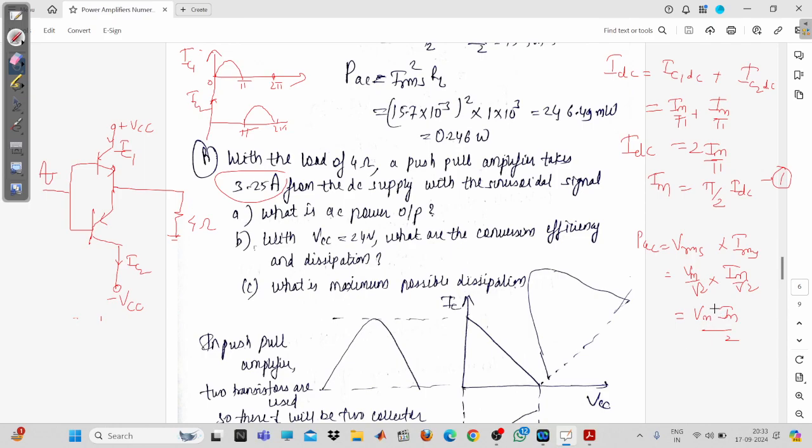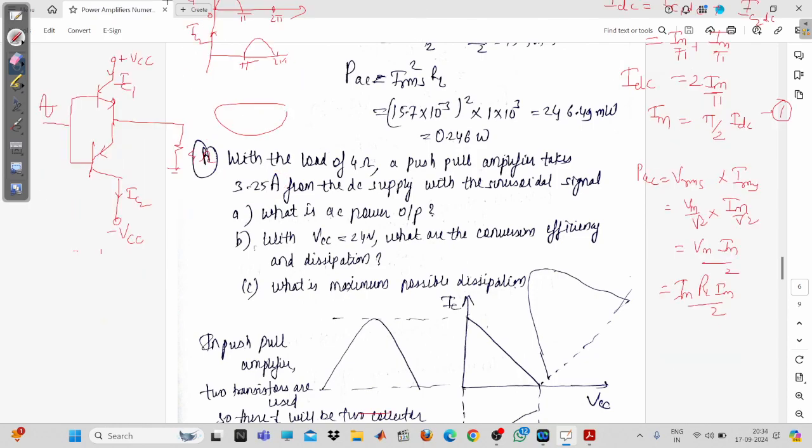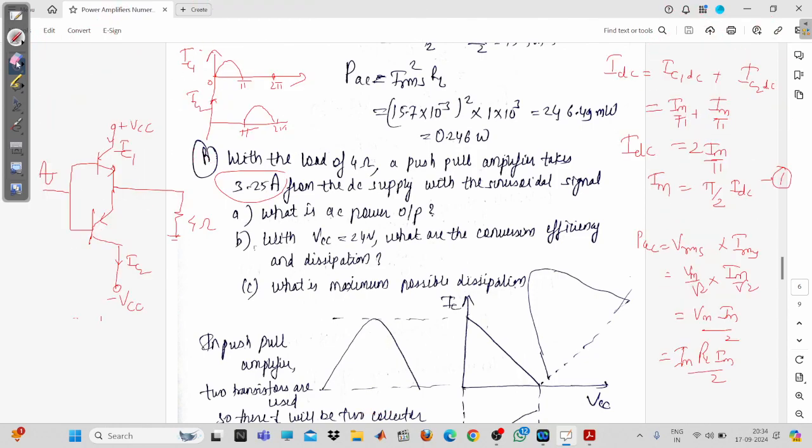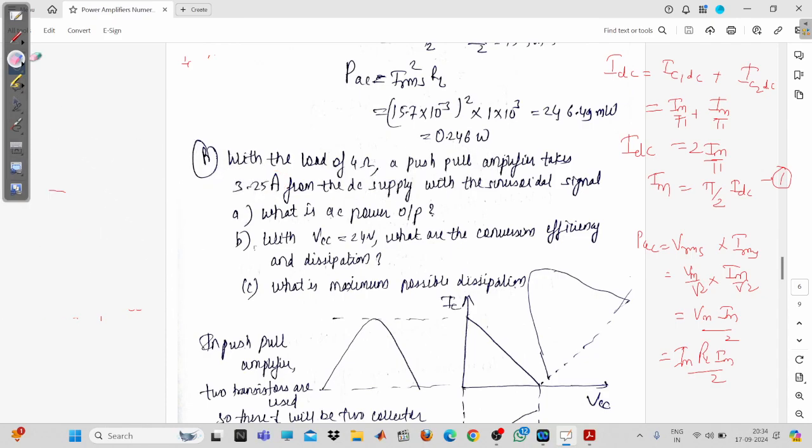Now instead of doing all the circles, what I can write is VM will be equals to Im into RL. So VM will be equals to Im into RL. I think you will have to copy it down. So now PAC will be equals to what? PAC will be equals to Im square into RL by 2. That is the AC power.